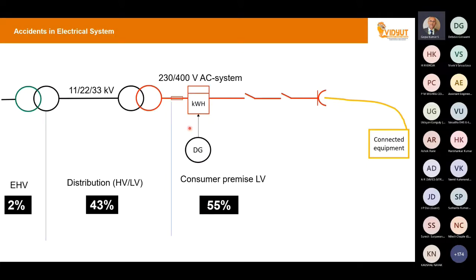About 55% is happening within the consumer premise. So once you start using electricity, that is the consumer premise, there you have 55% accidents, and about 43% in the distribution, extra high voltage 2%. So in our program, we are mainly focusing on these two areas, which are the major threat. Of these two areas, of course, in the distribution, expertise is available with the distribution companies, so we don't need to focus more because they are the experts. Our main focus is towards the consumer premise.